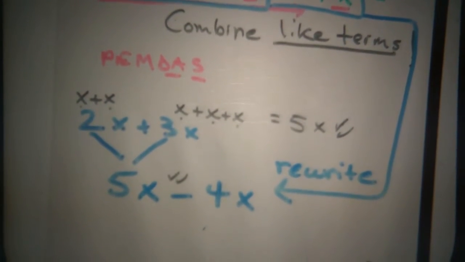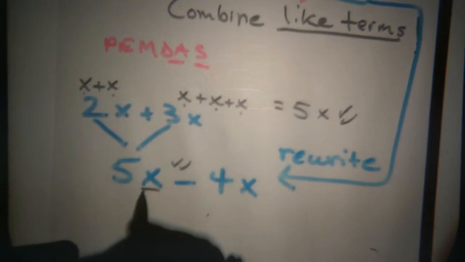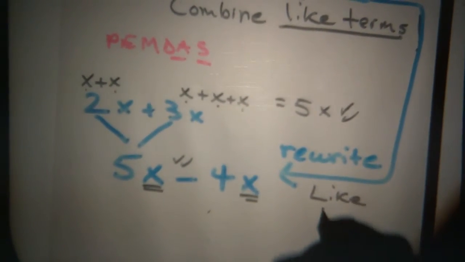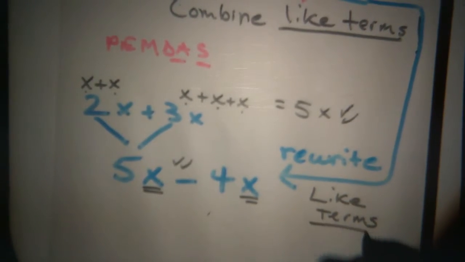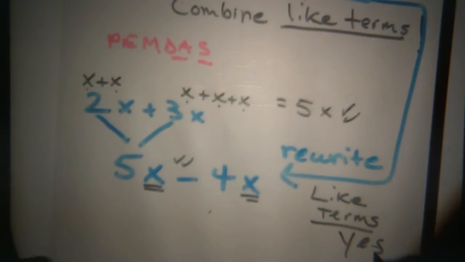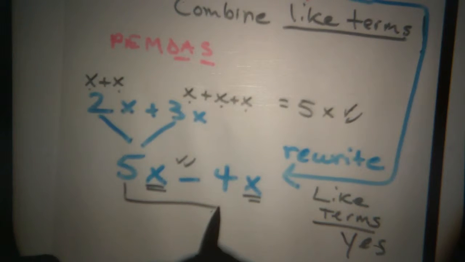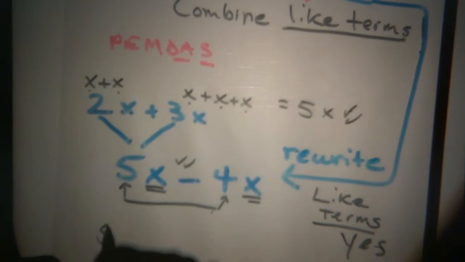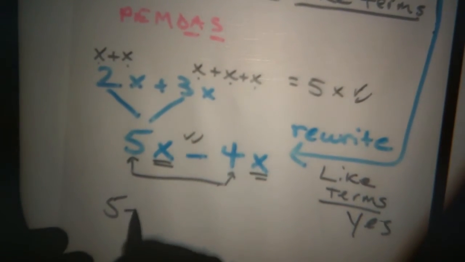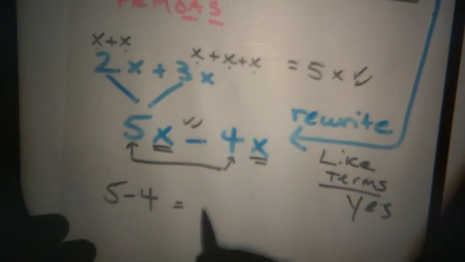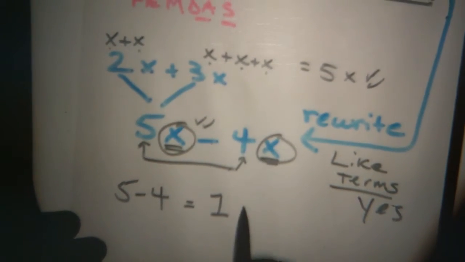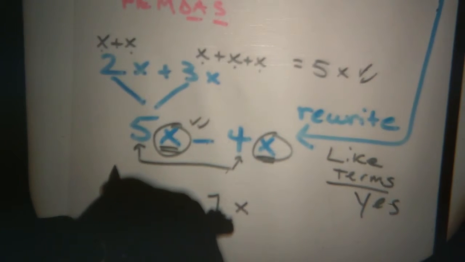Now, can I combine them? Sure I can. They both have an x, so they're like terms because the variable is the same. Yes, they're like terms. So 5 minus 4. That equals 1. 1 what? 1x. Let's prove it.